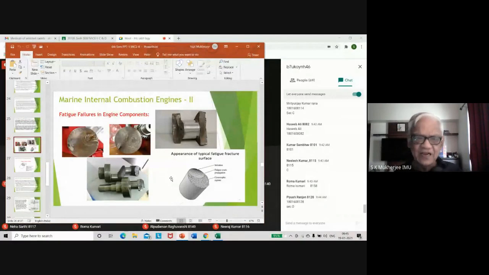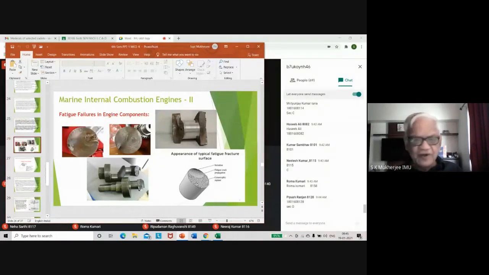There is a limit to which the material can sustain a stress, and that is called ultimate tensile stress. So it will fail. Now let's have a look at these pictures. You see at the bottom right hand side is an indication of how a fatigue failure will look like. This is a shaft which has gone through a fatigue failure.